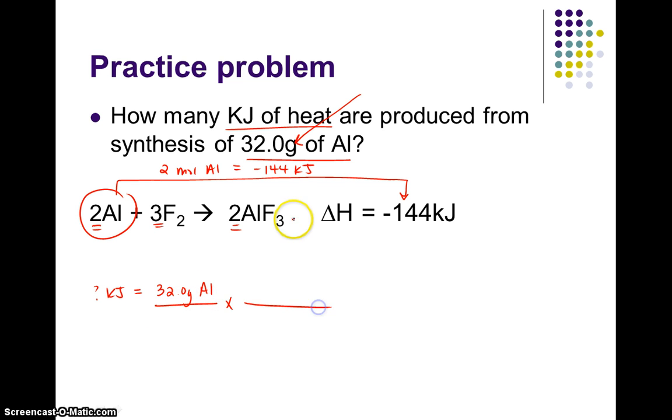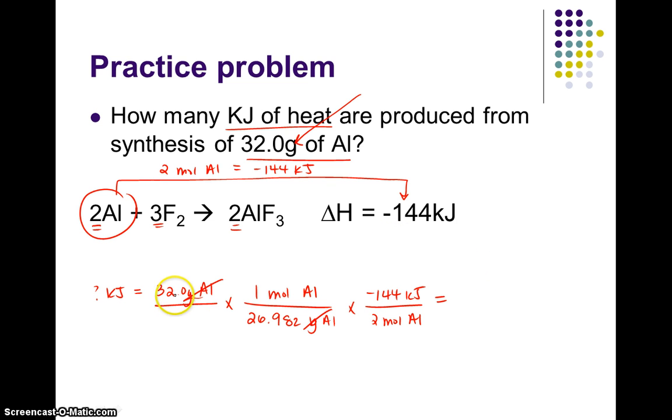In order for me to use my heat, I have to turn my grams of aluminum into moles. So I'd look at the periodic table to get the molar mass of aluminum, which is 26.982 grams of aluminum for every 1 mole. My grams cancel, I'm now in moles, so I can use my associated energy change, because what this reaction tells me is that for every 2 moles of aluminum that I react, I can produce 144 kilojoules of energy.